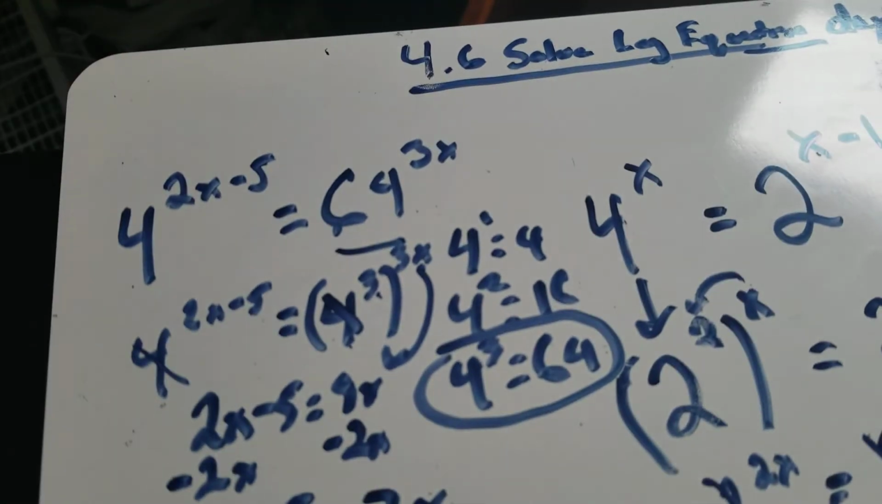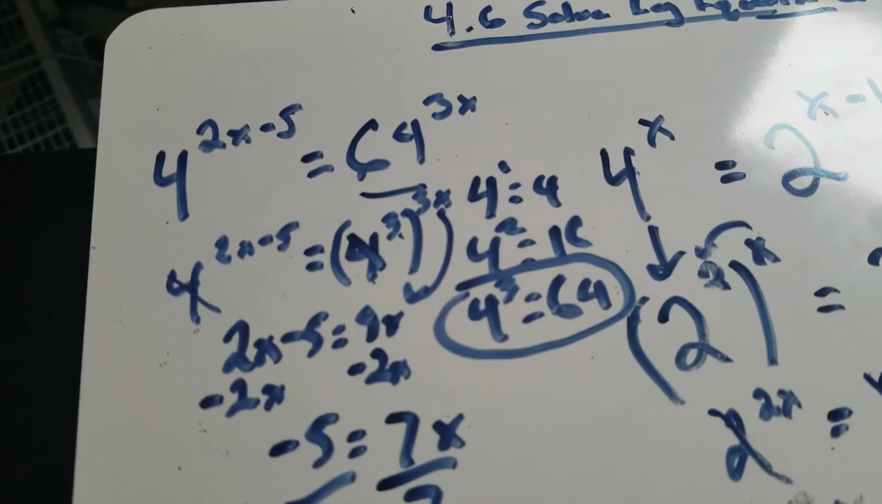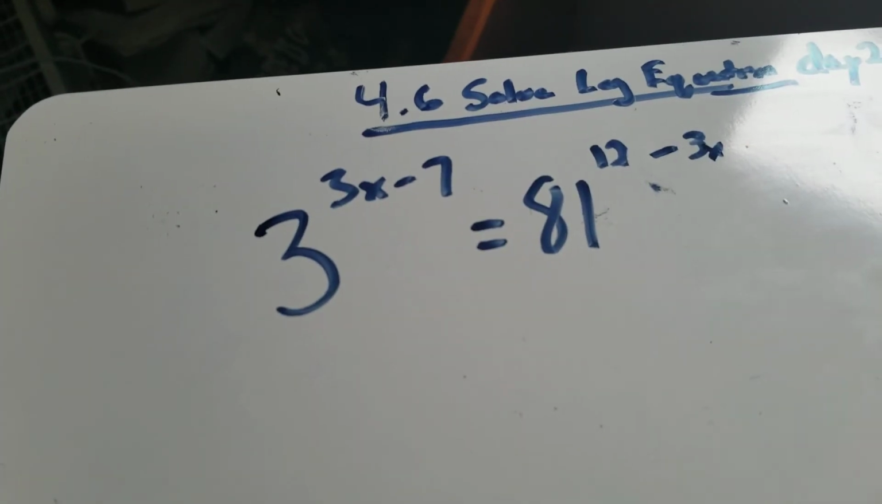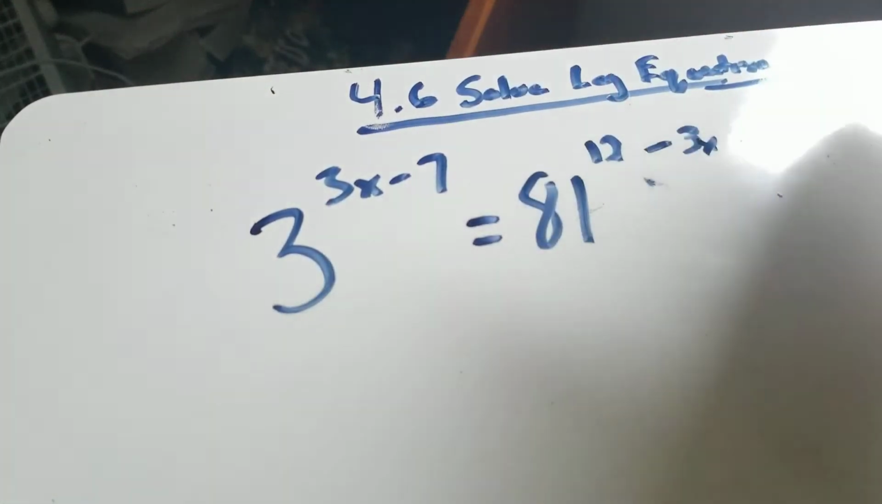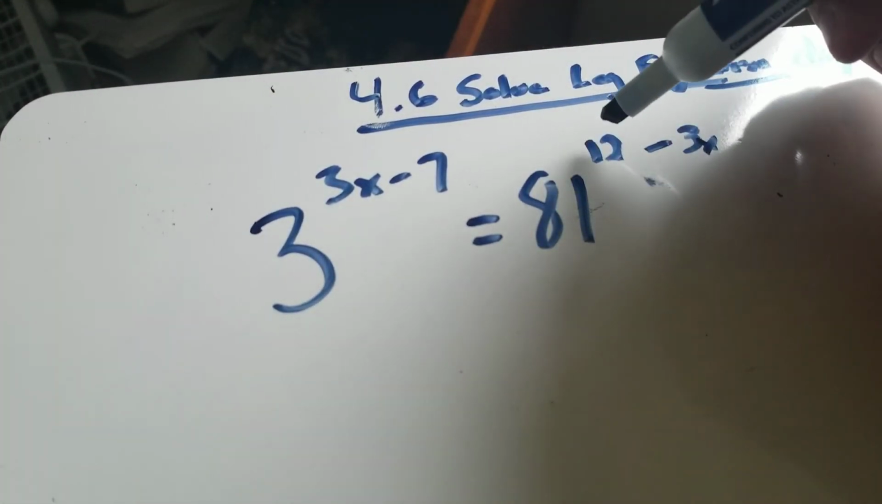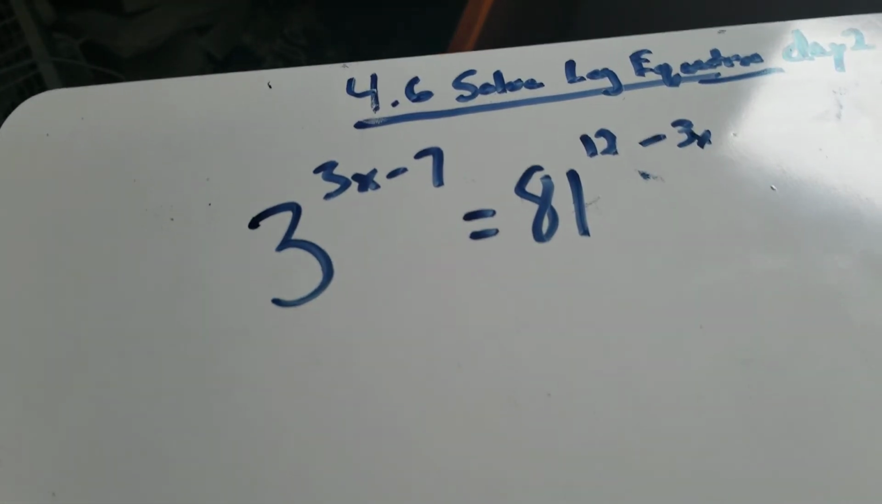Okay, let's do another one. I'll pause it and then I'll just rewrite the next question. Okay, with magic of editing, we're here. 3 to the 3x minus 7 equals 81 to the 12 minus 3x.